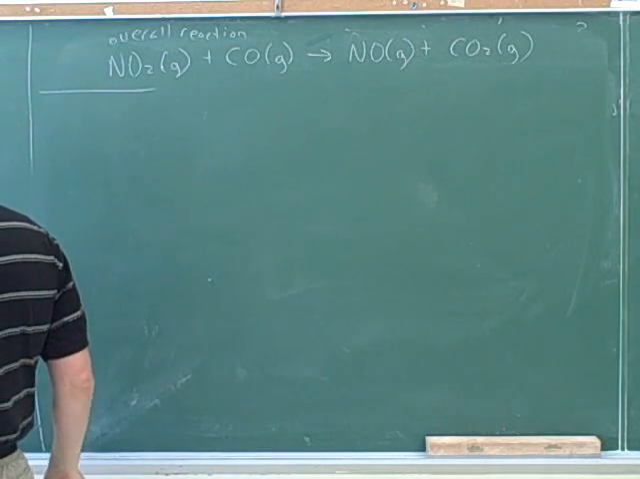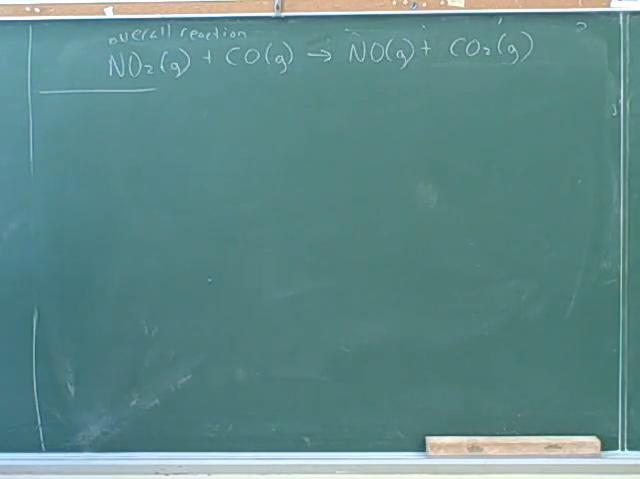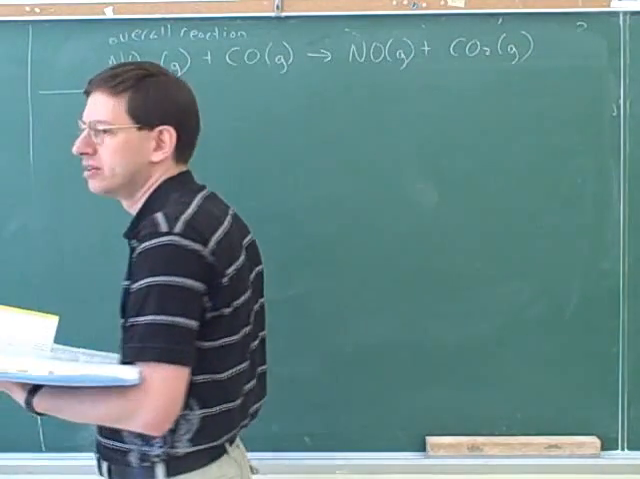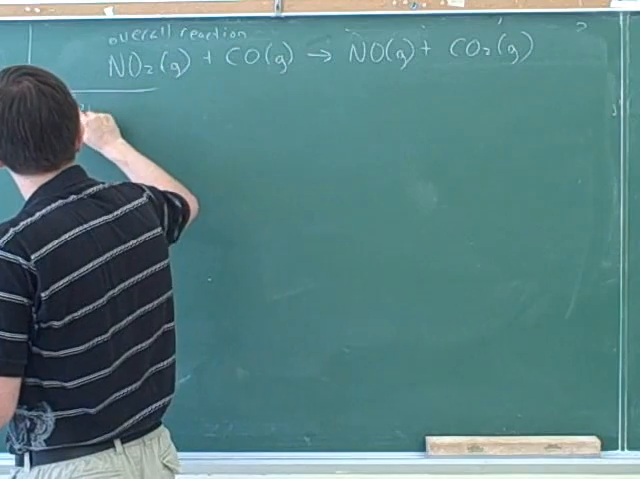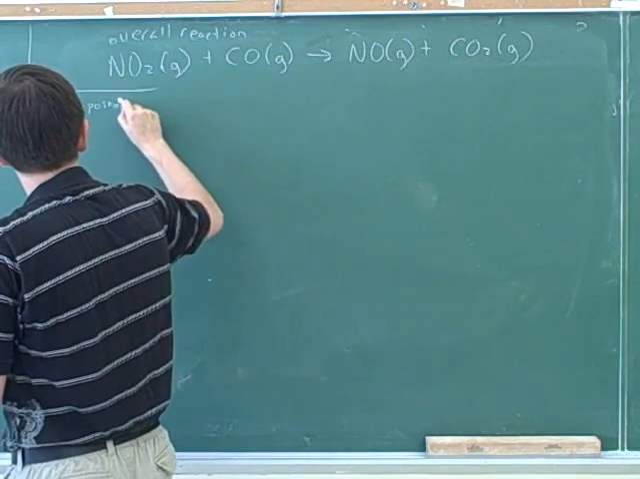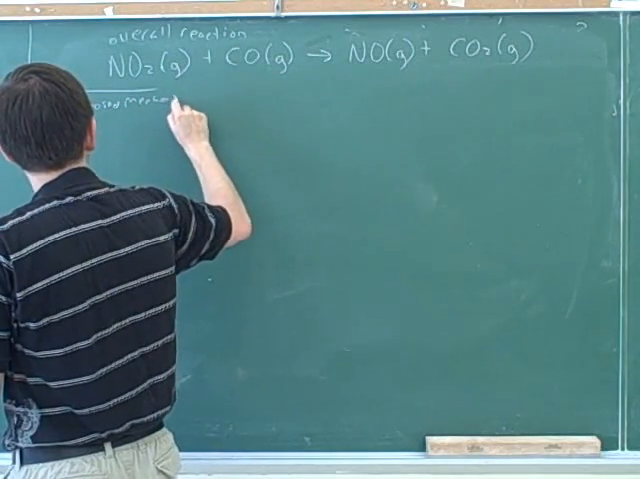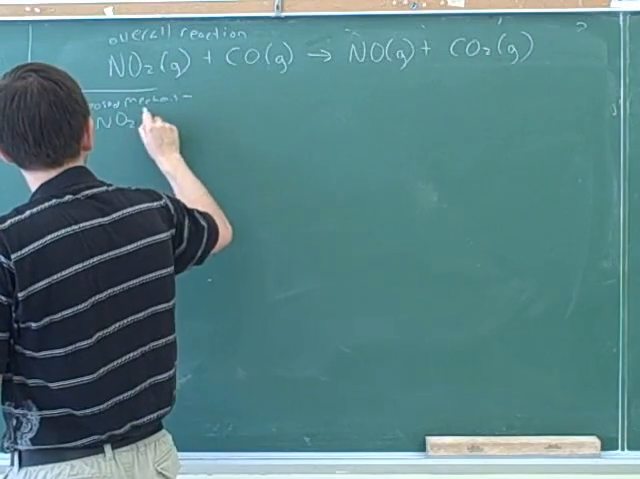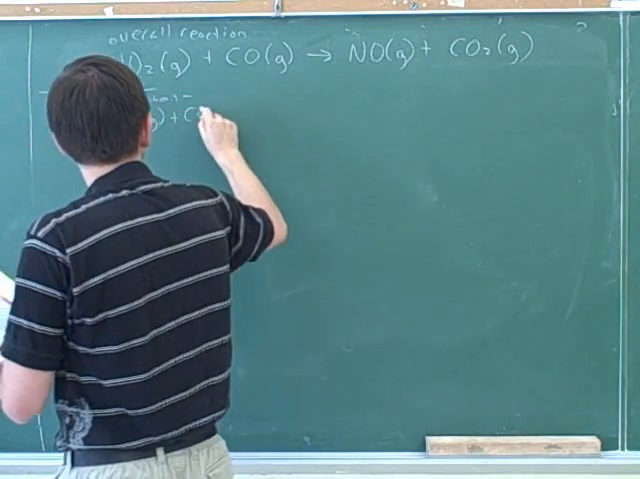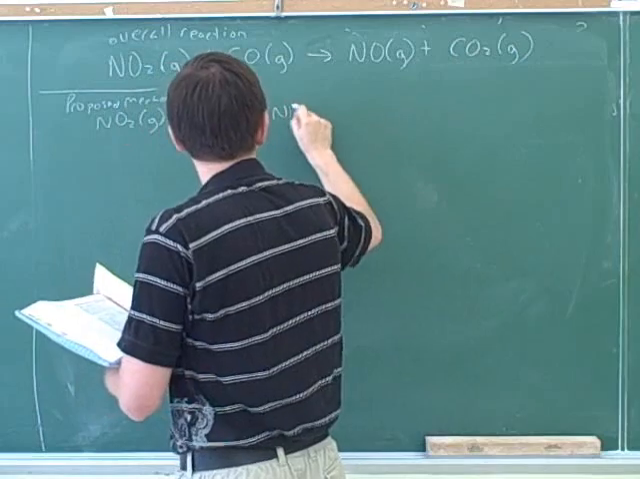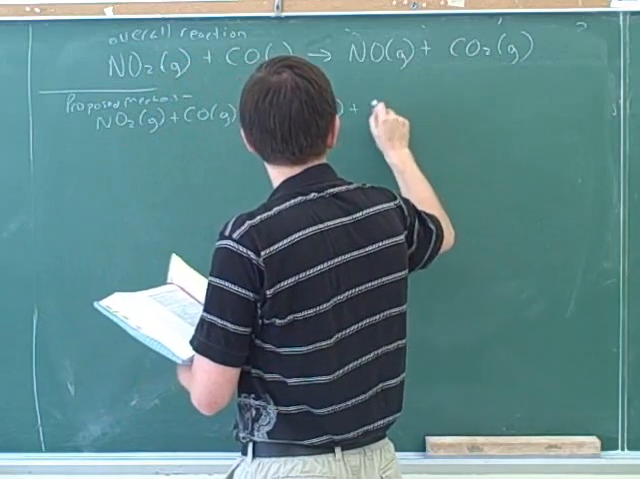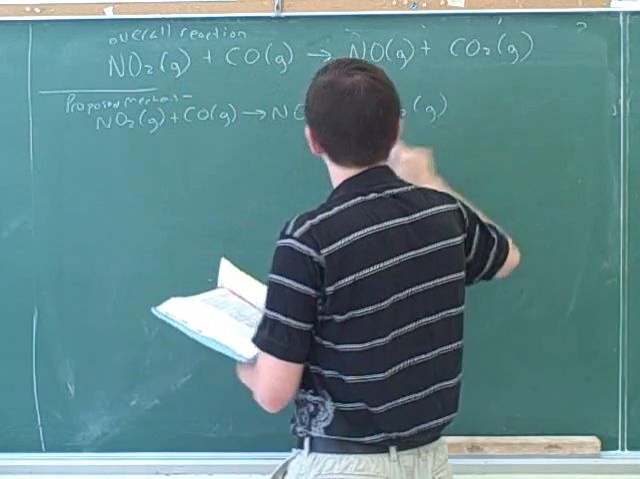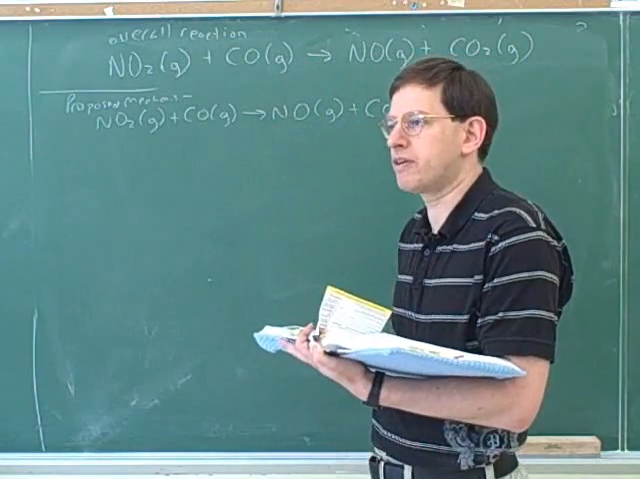All right, so let's write down some possible mechanisms. Well, let's suppose that this happened in one step. If this happened in one step, what would the mechanism look like? If it happened in one step, it would have to look the same as the overall reaction.